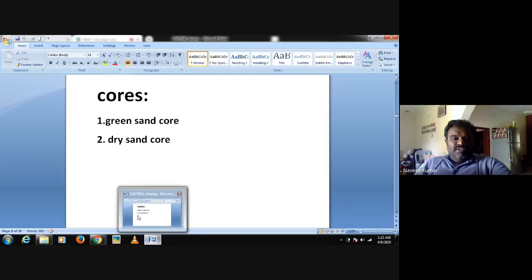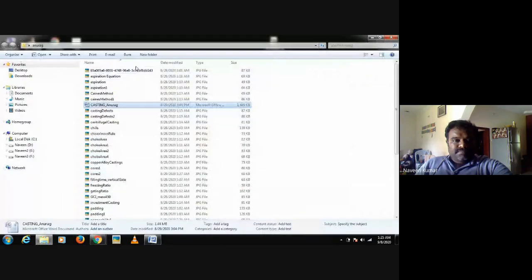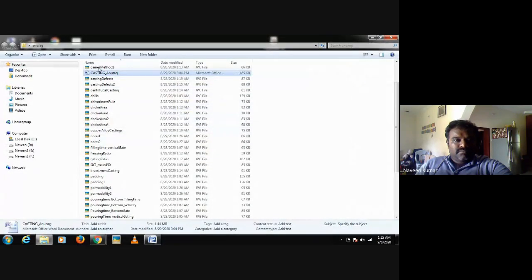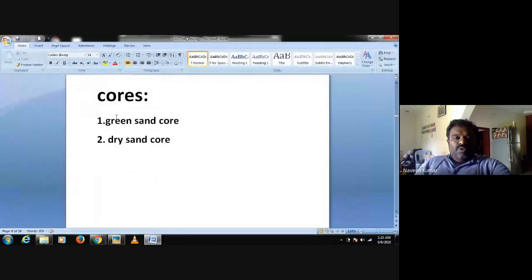core. So what is a core? A core is a solid sand body used for producing castings with internal cavities. We discussed cores, and cores are of two types. One is the green sand core, and the second is the dry sand core.